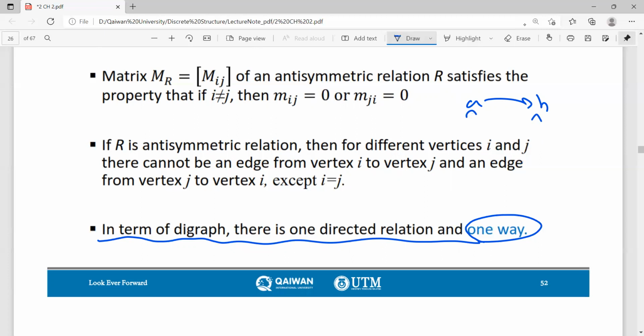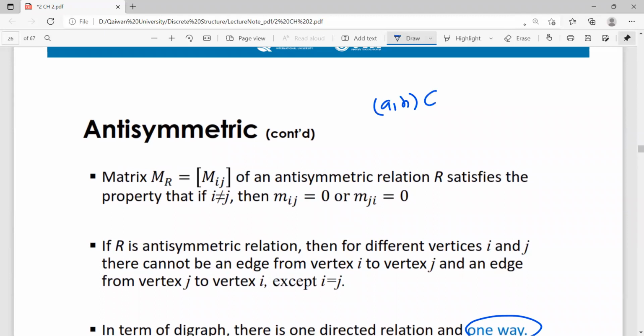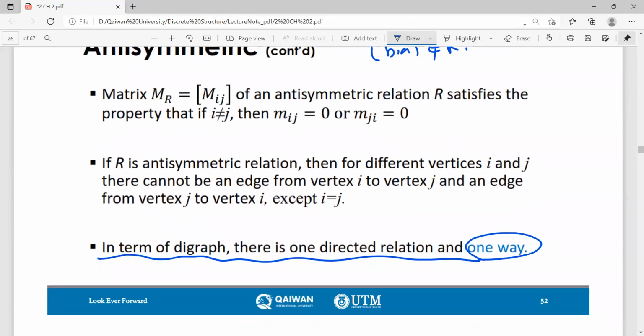So for anti-symmetric, if AB belongs to R for all A and B in X, we must have no BA in R. This is the condition for anti-symmetry. It's similar to irreflexive. In irreflexive, we said we must have no loop from a point to itself. And here for anti-symmetry, we must have no returning arrows in the diagram.